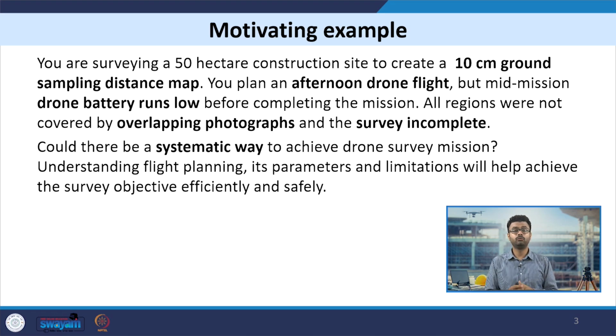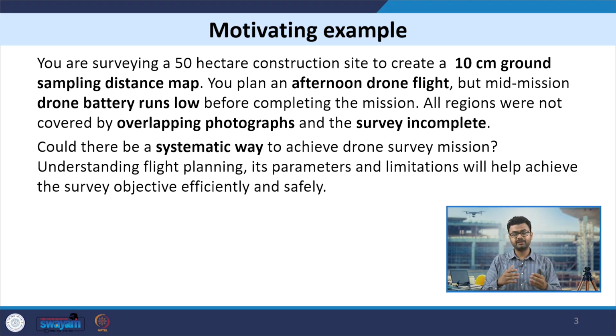For example, you wanted a 10 centimeter ground sampling distance map. So what is the flying height for the drone to achieve that? For example, you did an afternoon drone flight. So is this a good time to do a drone flight? Because the winds may be high, there may be long shadows. Your drone battery also ran low before even completing the mission.